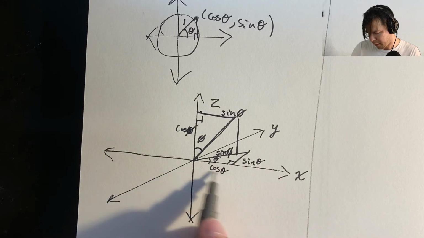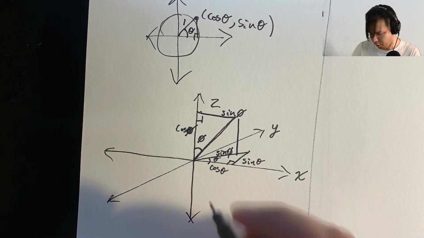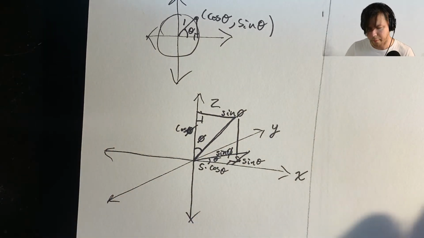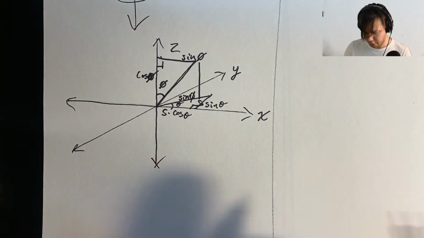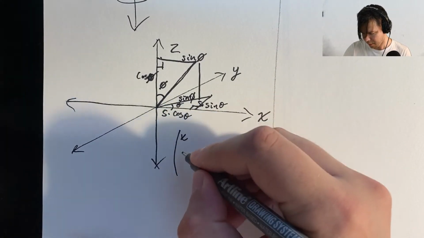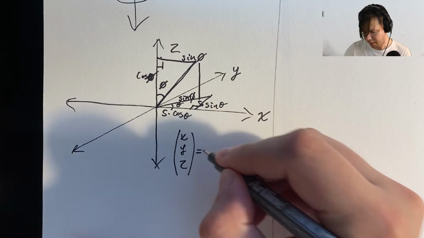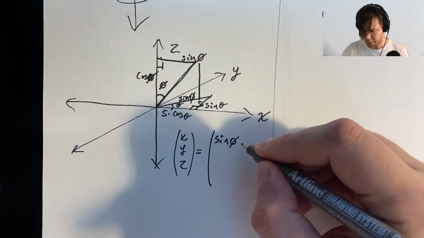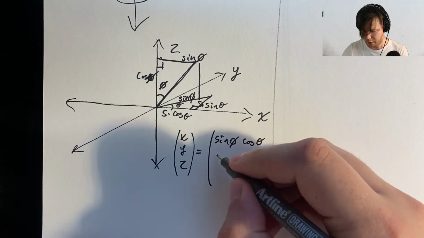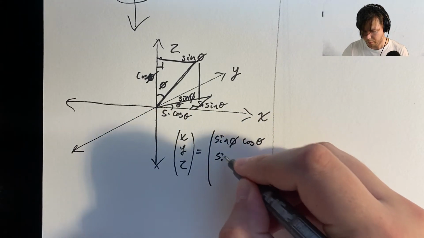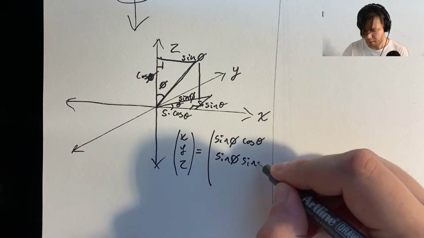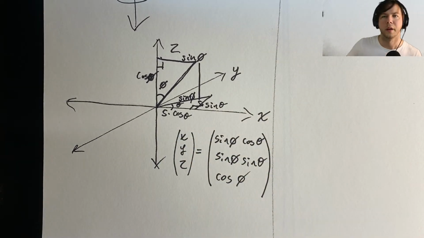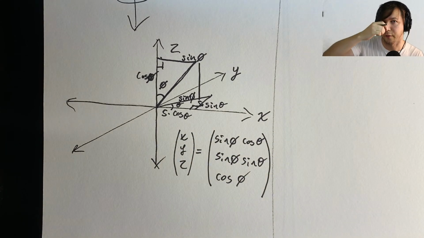Because the radius here is sine phi, not 1, then it's sine phi times cos theta, sine phi times sine theta. To make the long story short, x, y, z is represented by: x is sine phi cos theta, y is sine phi sine theta, and z is cos phi. Something like that would work perfectly fine.